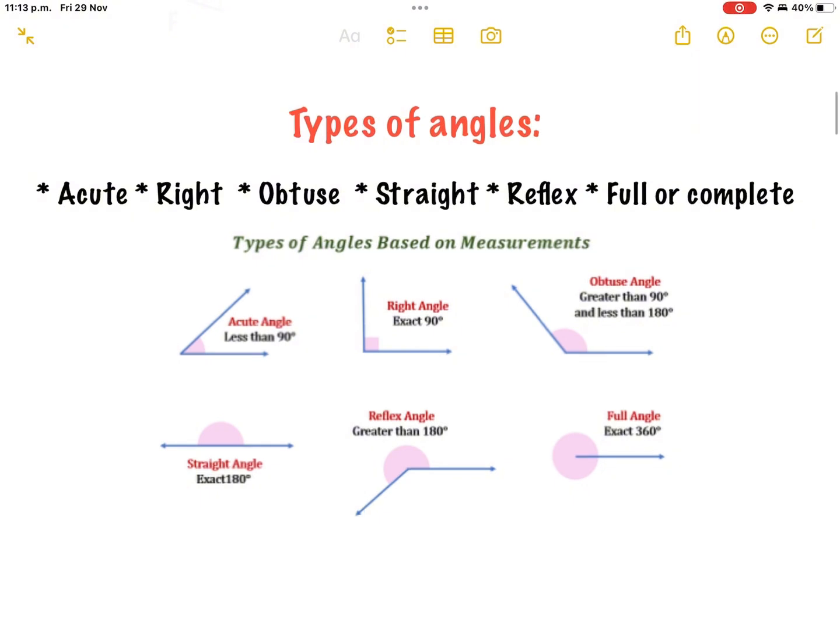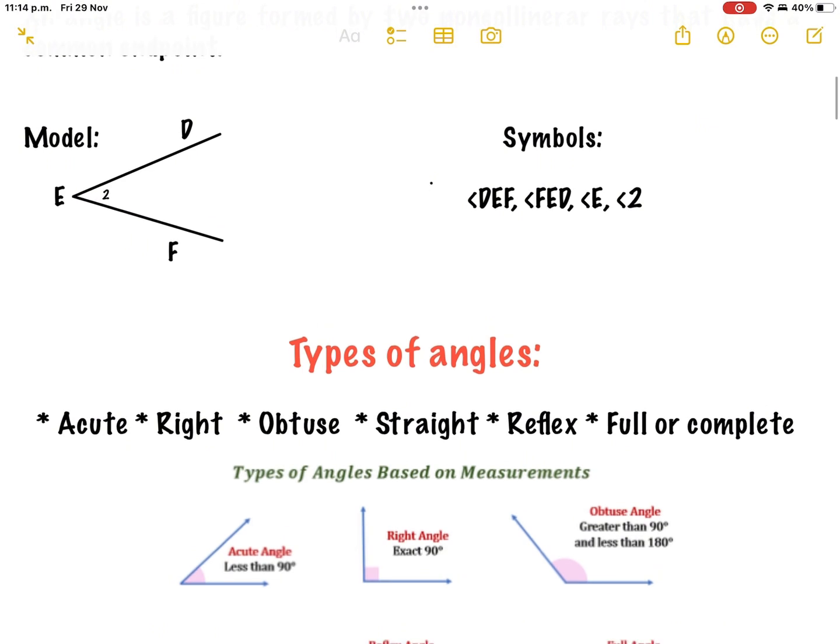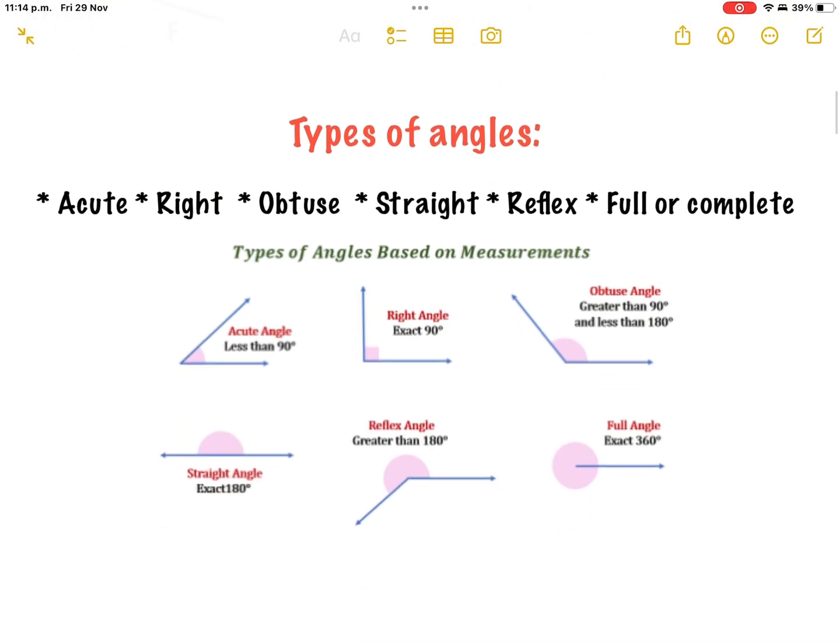An angle has sides, which are the two rays that make up the angle, and its vertex is the common endpoint. Angles are of different types. We have the most common angles: the acute angle, the obtuse angle, the right angle, the straight angle, and the reflex angle. Also, there's the complete angle, which is the whole turn, and the angles have different measures.